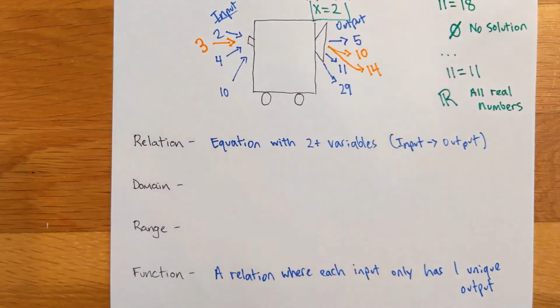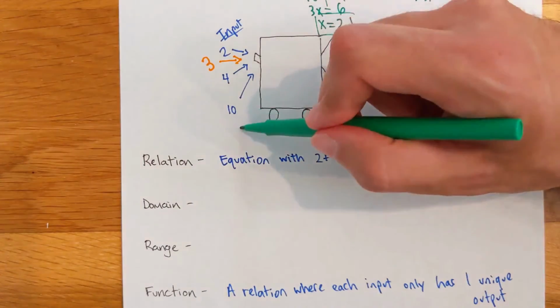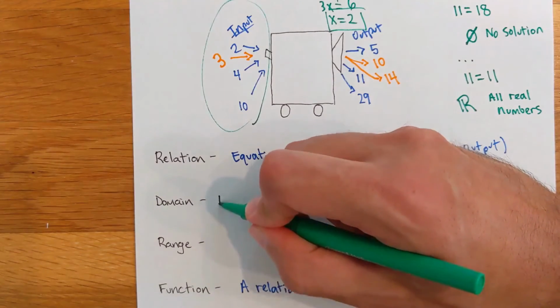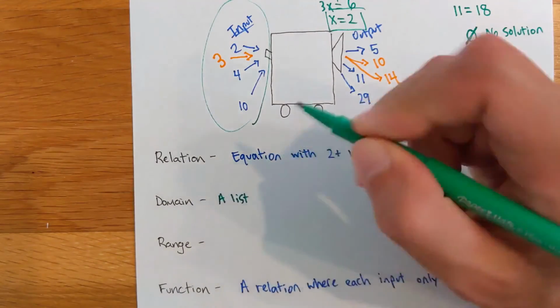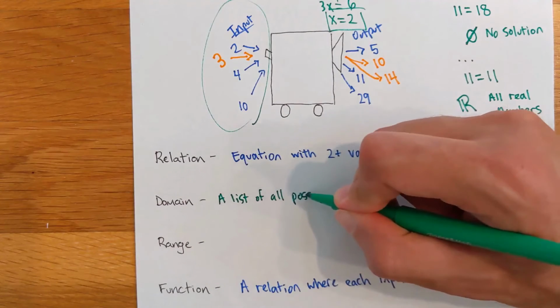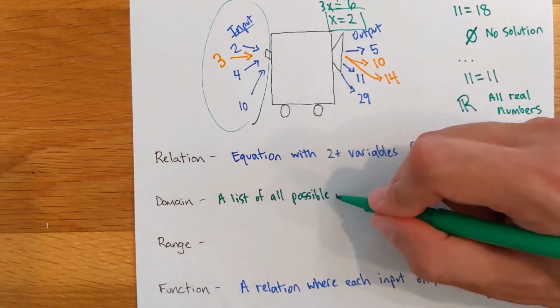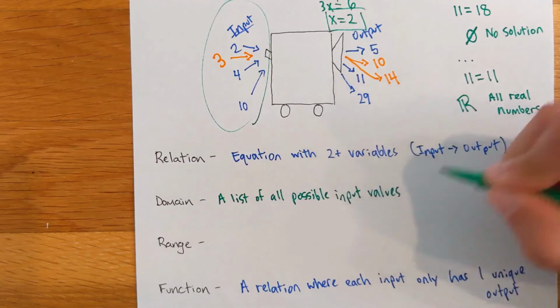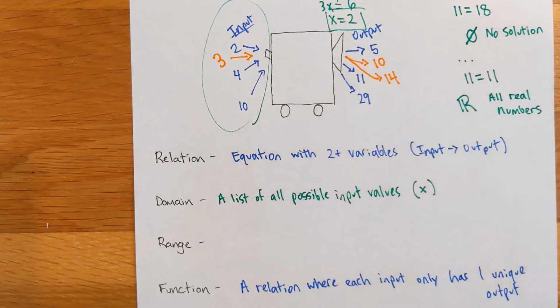Two more vocabulary terms, domain and range. They have to do with what's going on with my machine right here. All the numbers you can plug into a problem are called the domain. So domain is a list of all possible input values. And the variable we use for inputs is x most frequently. So it's a list of all your x's.